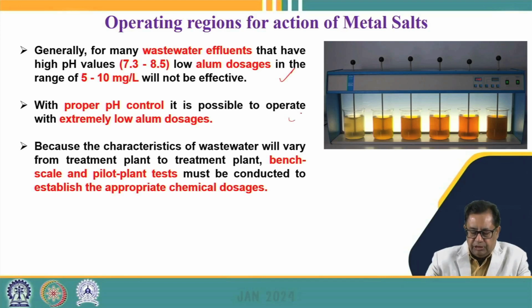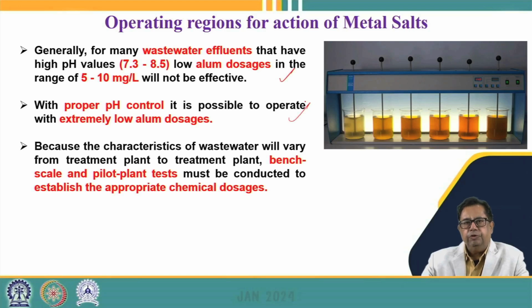It is possible that if we control the pH, that is, lower the pH, and use a low dosage of alum, the adsorption and charge neutralization of the particles may happen and the particles may destabilize, and the removal of these colloidal particles may happen even at an extremely low dosage. That's why it is very important that the characteristics of the wastewater are determined before we go for fixing doses of alum or any other coagulant.